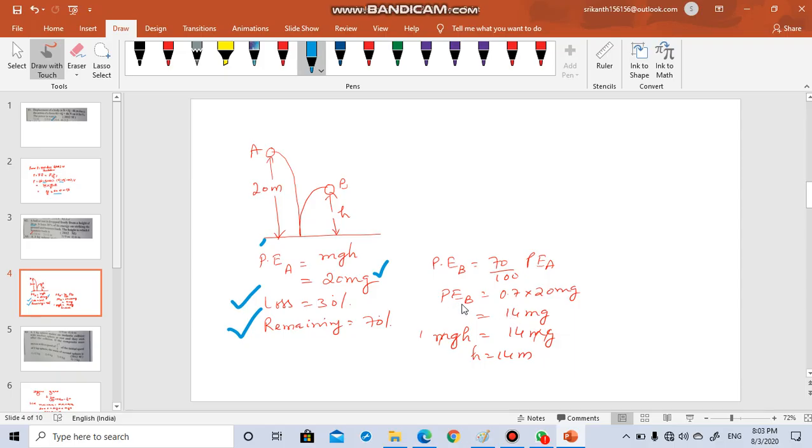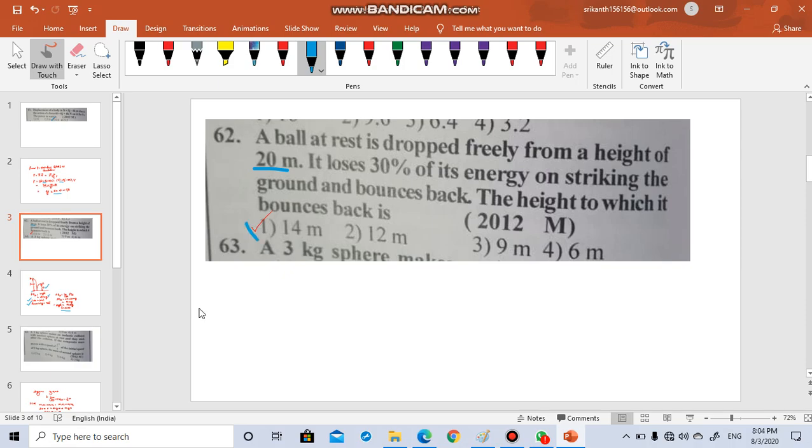But what is the formula for PEB? Like you have done at PEA, it is mg into h. You need to put this height, because you are calculating at B. So mgh is equal to 14 mg, or h is equal to 14 meters. Okay, h is equal to 14 meters is the answer.